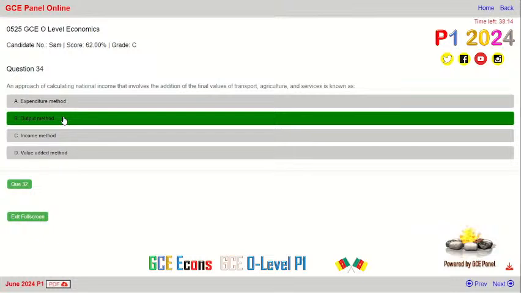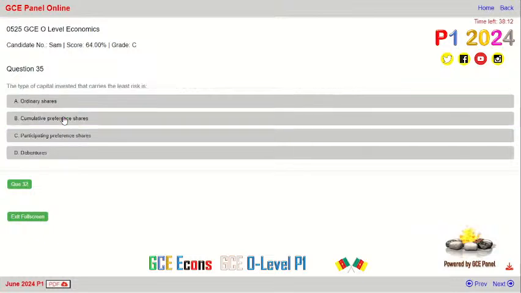Of course, we did. So the type of capital invested that carries the least risk is: ordinary shares, cumulative preference shares, participating preference shares, debentures. So the ones with the least risk are debentures, D.